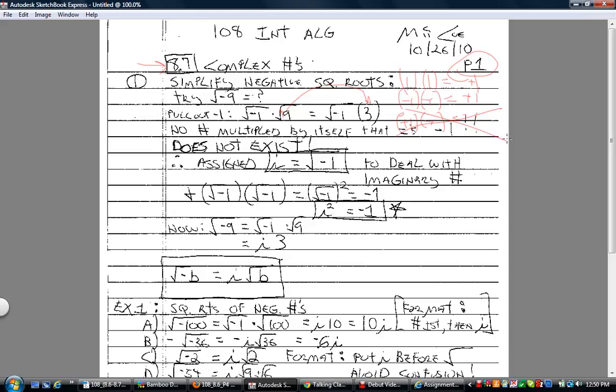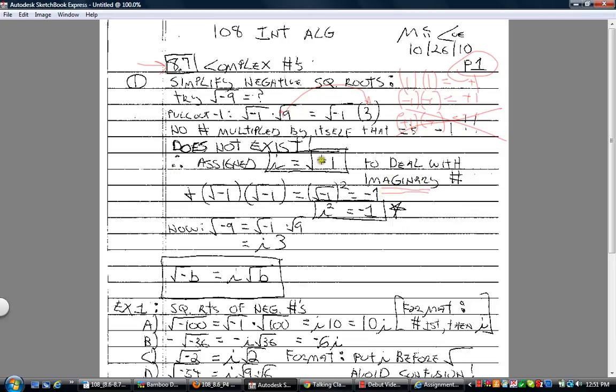So we are stuck with this, and mathematicians went bananas. They said this doesn't exist. You can't take the square root of a negative number. And after a while, I think it took them a while, finally somebody one day had an aha moment. The square root of negative 1 does not exist in the real world. It's like it's imaginary.